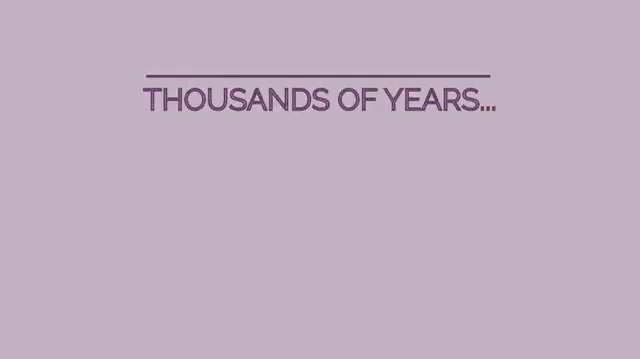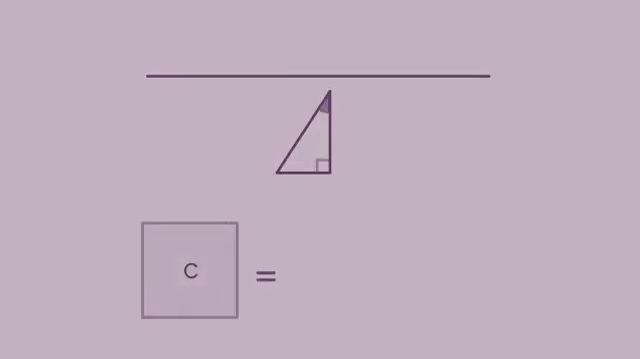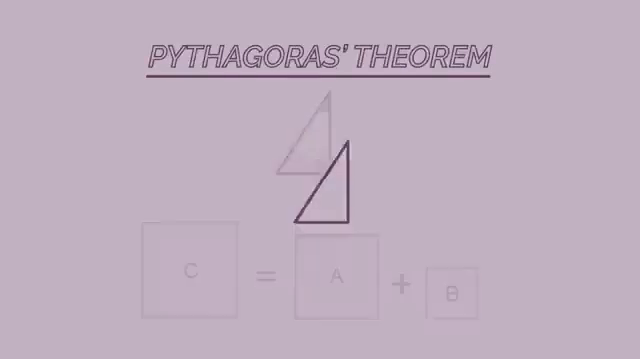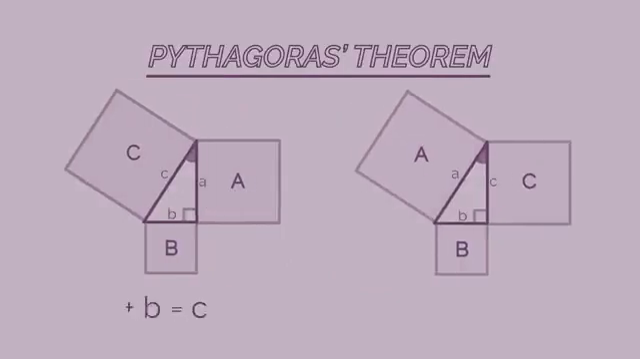Thousands of years ago, maybe even 4,000 years ago, it was discovered that for a right-angled triangle, the square on the biggest side is equal to the sum of the squares on the other sides. This is known as Pythagoras' theorem. It can be written like this or like this. It just depends which side you label as A, B and C.